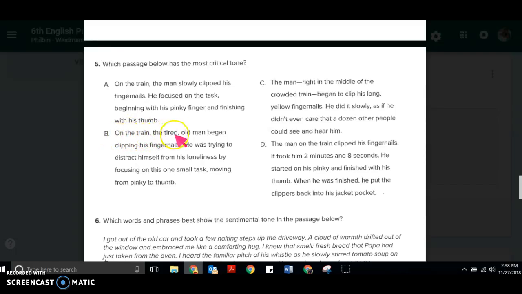B. On the train, the tired old man began clipping his fingernails. He was trying to distract himself from his loneliness by focusing on this one small task, moving from pinky to thumb. C. The man, right in the middle of the crowded train, began to clip his long, yellow fingernails. He did it slowly, as if he didn't even care that a dozen other people could see and hear him. D. The man on the train clipped his fingernails. It took him 2 minutes and 8 seconds. He started on his pinky and finished with his thumb. When he was finished, he put the clippers back into his jacket pocket.